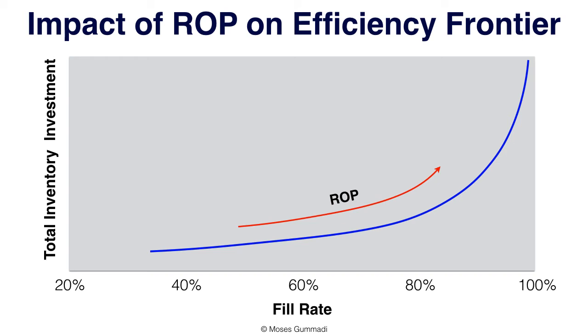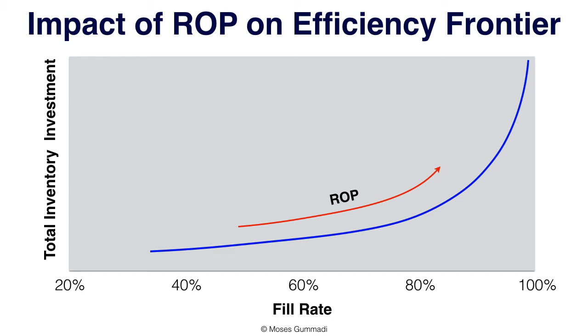Lower the ROP, you'll be towards the left side, which means lesser fill rate. And higher the ROP, you'll be towards a higher fill rate. Okay. And remember, ROP determines the safety stock as well. And therefore, higher the safety stock, higher the fill rate, lower the safety stock, lower the fill rate.